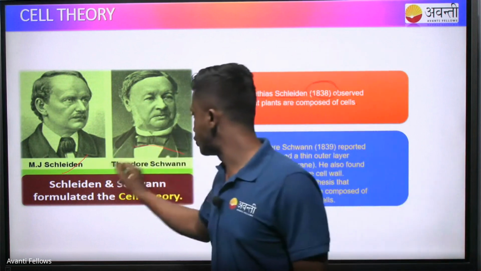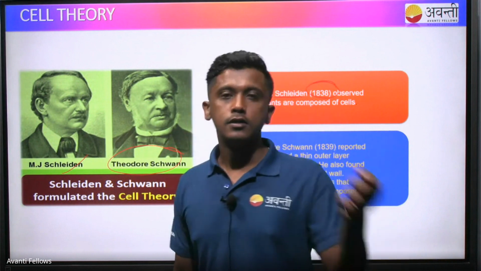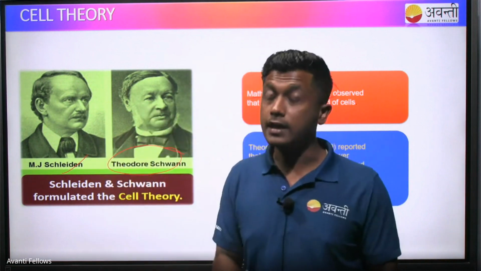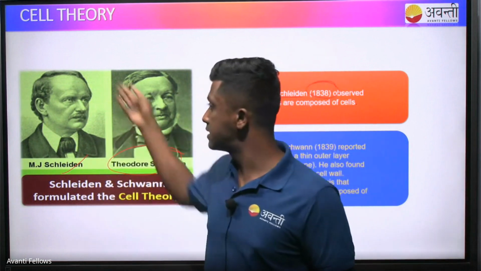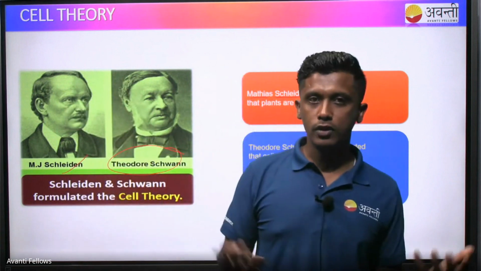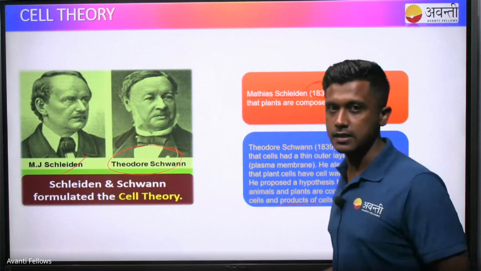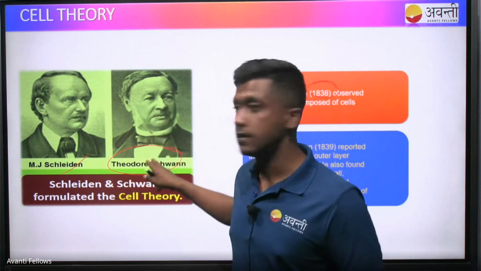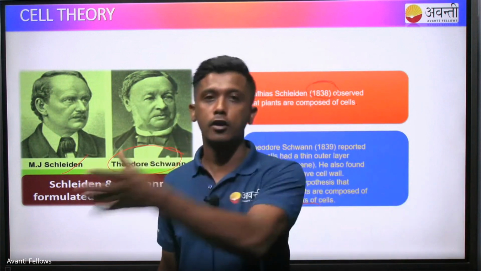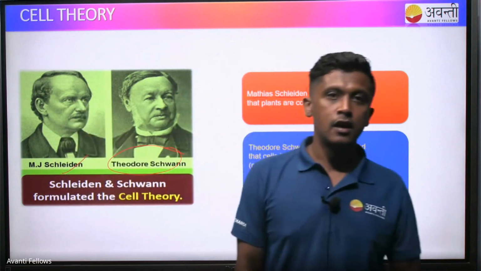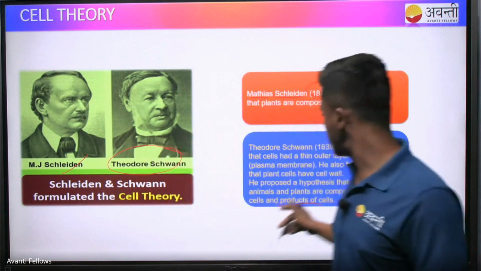Now comes Theodor Schwann. Theodor Schwann is a German zoologist. He and Schleiden actually shared this idea about their observations. He observed animal cells and he observed plant cells, and they came to the conclusion that all the animals are made up of cells or the products of cells, and all the plants are either made up of cells or the products of cells. So both of them combined and proposed this hypothesis.